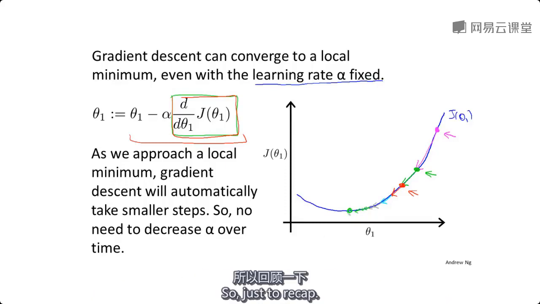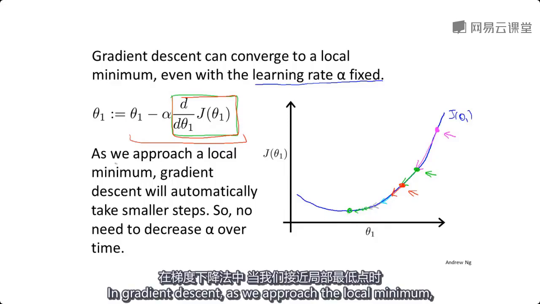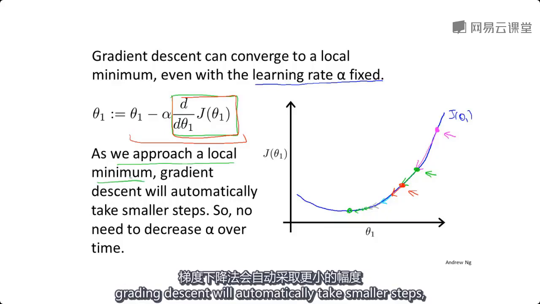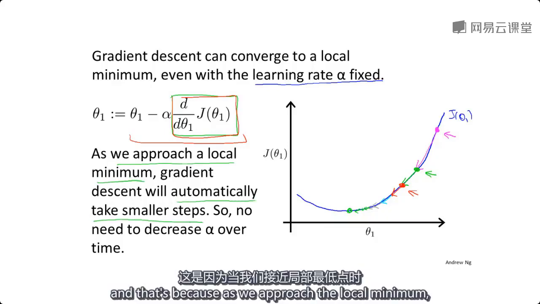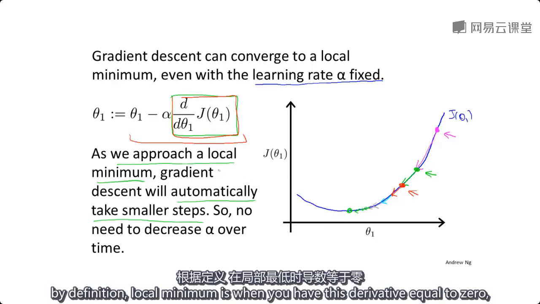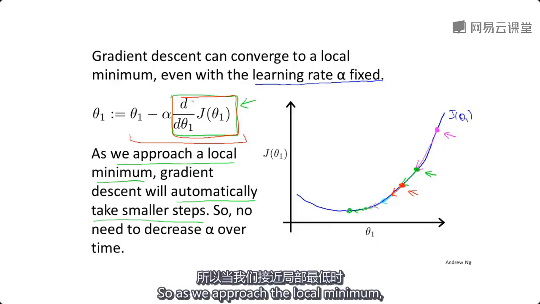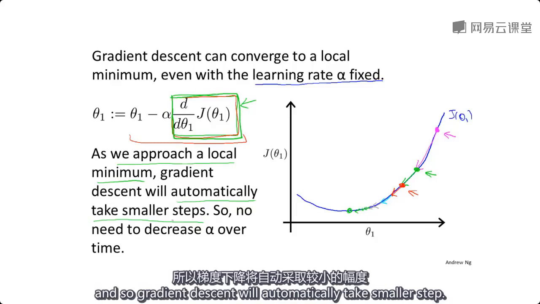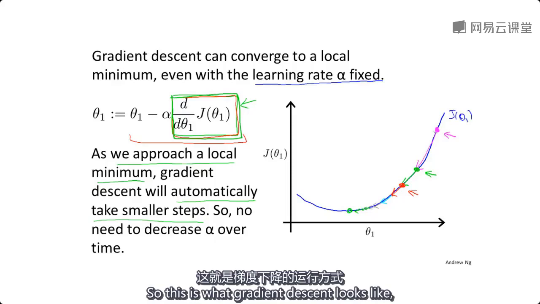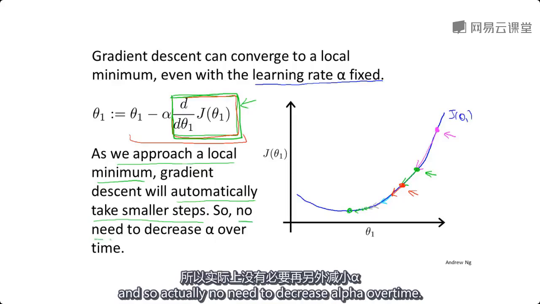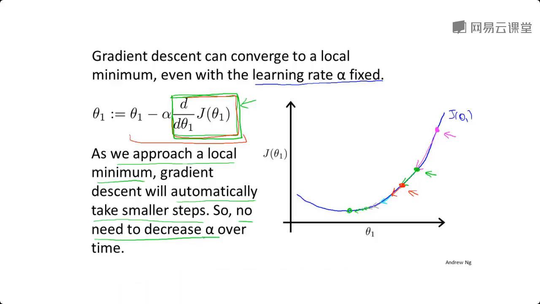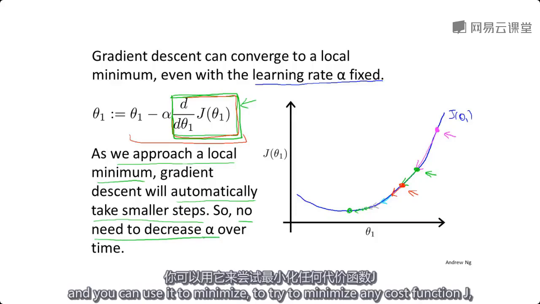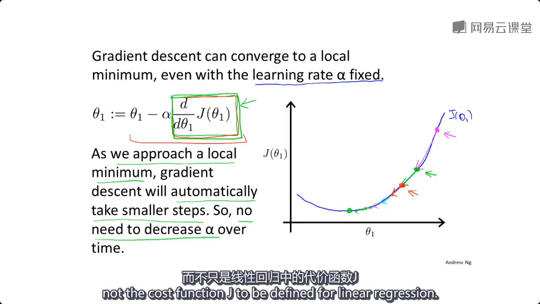So just to recap, in gradient descent, as we approach a local minimum, gradient descent will automatically take smaller steps. That's because, by definition, the local minimum is where this derivative is equal to 0. As we approach it, this derivative term will automatically get smaller, and so gradient descent will automatically take smaller steps. So there's actually no need to decrease alpha over time. That's the gradient descent algorithm, and you can use it to try to minimize any cost function J, not just the cost function J that we defined for linear regression.